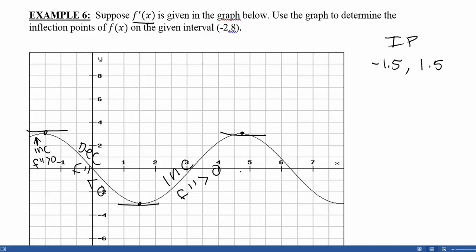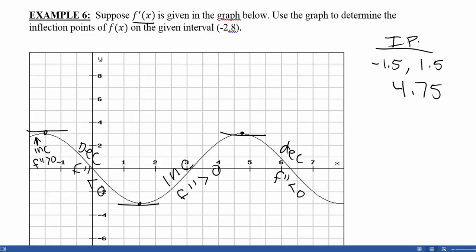Here at 4.75, to the left, we were increasing. So my second derivative is positive. To the right, my first derivative is decreasing. So my second derivative is negative. And therefore, I again change signs on the second derivative. So 4.75 approximately is also an inflection point.